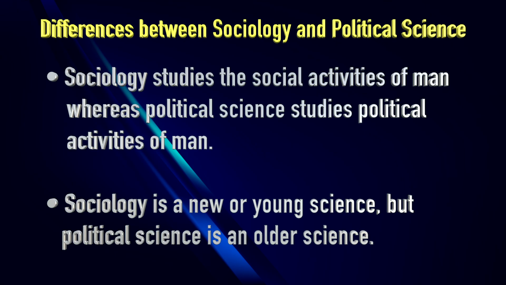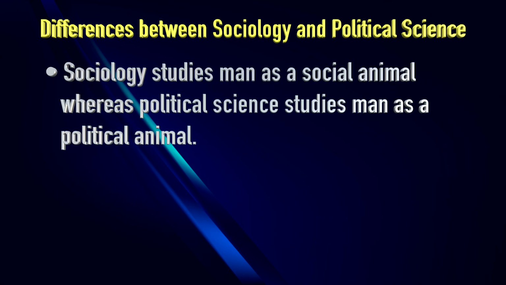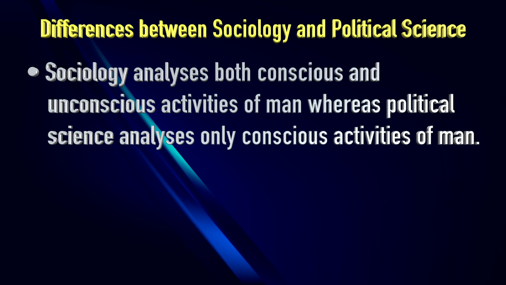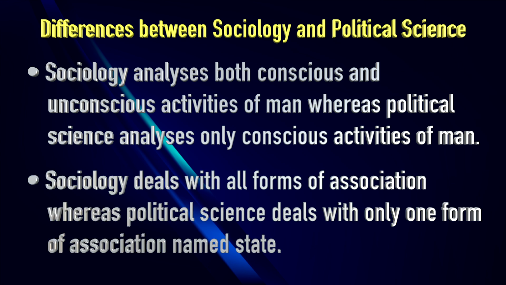Sociology is a new or young science, but political science is an older science. Sociology studies man as a social animal, whereas political science studies man as a political animal. Sociology studies both formal and informal relations, whereas political science studies only formal relations. Sociology analyzes both conscious and unconscious activities of man, whereas political science analyzes only conscious activities of man. Sociology deals with all forms of association, whereas political science deals with only one form of association named state. However, political institutions and social behavior are closely linked with the economic system and social classes.